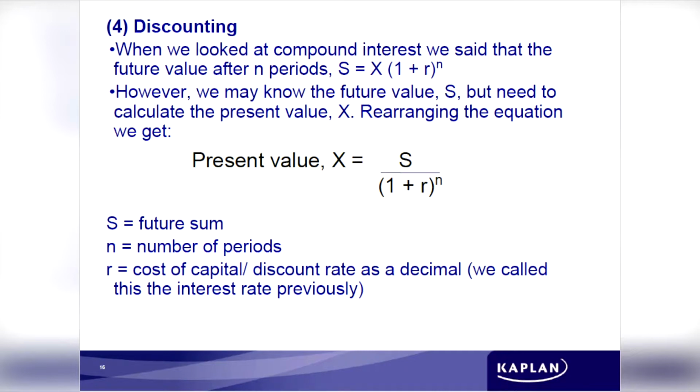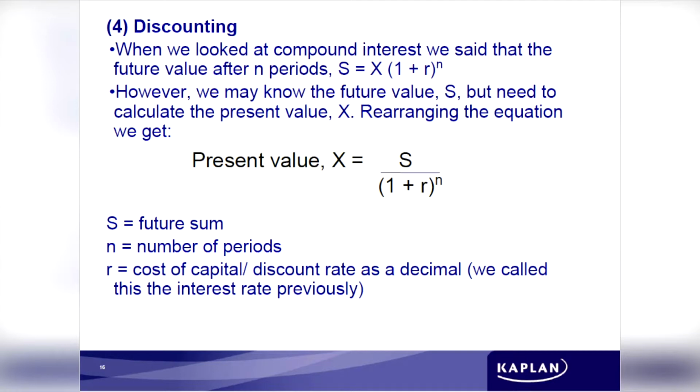So it's a matter of simply rearranging the equation. Remember, the formula for compounding was S equals X multiplied by 1 plus R to the power of N. Now we want to find X, which is the present value, the value of a stream of payments or of a future payment today. So we simply rearrange the formula by dividing both sides by 1 plus R to the power of N. So the present value X equals S divided by 1 plus R to the power of N. That's it. It's just a matter of rearranging the formula.